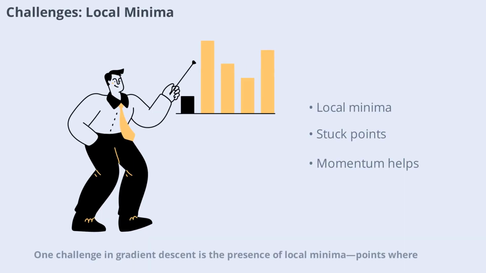One challenge in gradient descent is the presence of local minima, points where the function is lower than nearby points but not the lowest overall. The algorithm can get stuck in these spots, preventing it from finding the global minimum.